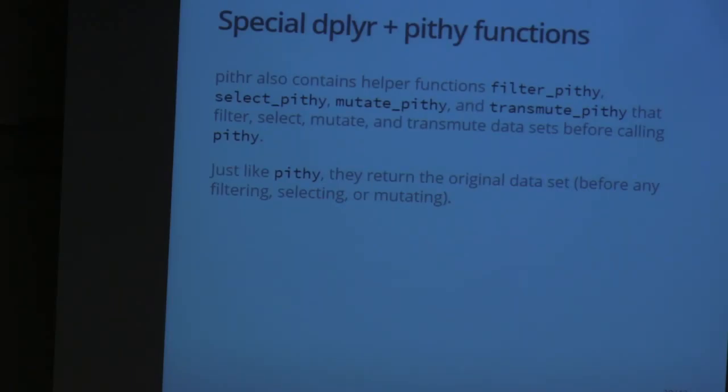And I also created some special dplyr plus Pithy functions because I thought that if you wanted to make a little detour to do a little plot in your data, you might want to filter it or select a single data element or things like that before you do your plot. That way you don't have to plot your entire data set. Because remember, that's what happens when you feed a data frame into Pither, it creates a plot for every column of your data frame. But just like Pithy, they return the original object before any filtering or selecting or mutating happens.